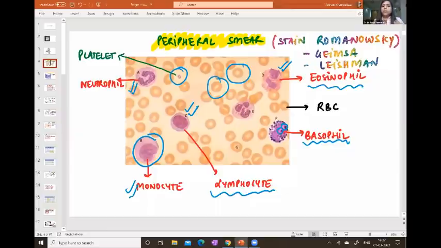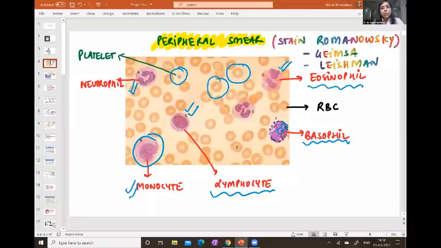So a very basic question which can be asked in your exam, and which I would like to ask you here, is: what is the stain which we use for a peripheral smear? Which stain do we use? We use the Romanowsky stains. Certain labs use the Leishman stain, whereas other labs use the Giemsa stain. So either Leishman or Giemsa, any of these stains is used in our labs for peripheral smear staining. Correct? That's a very basic question which can be asked.